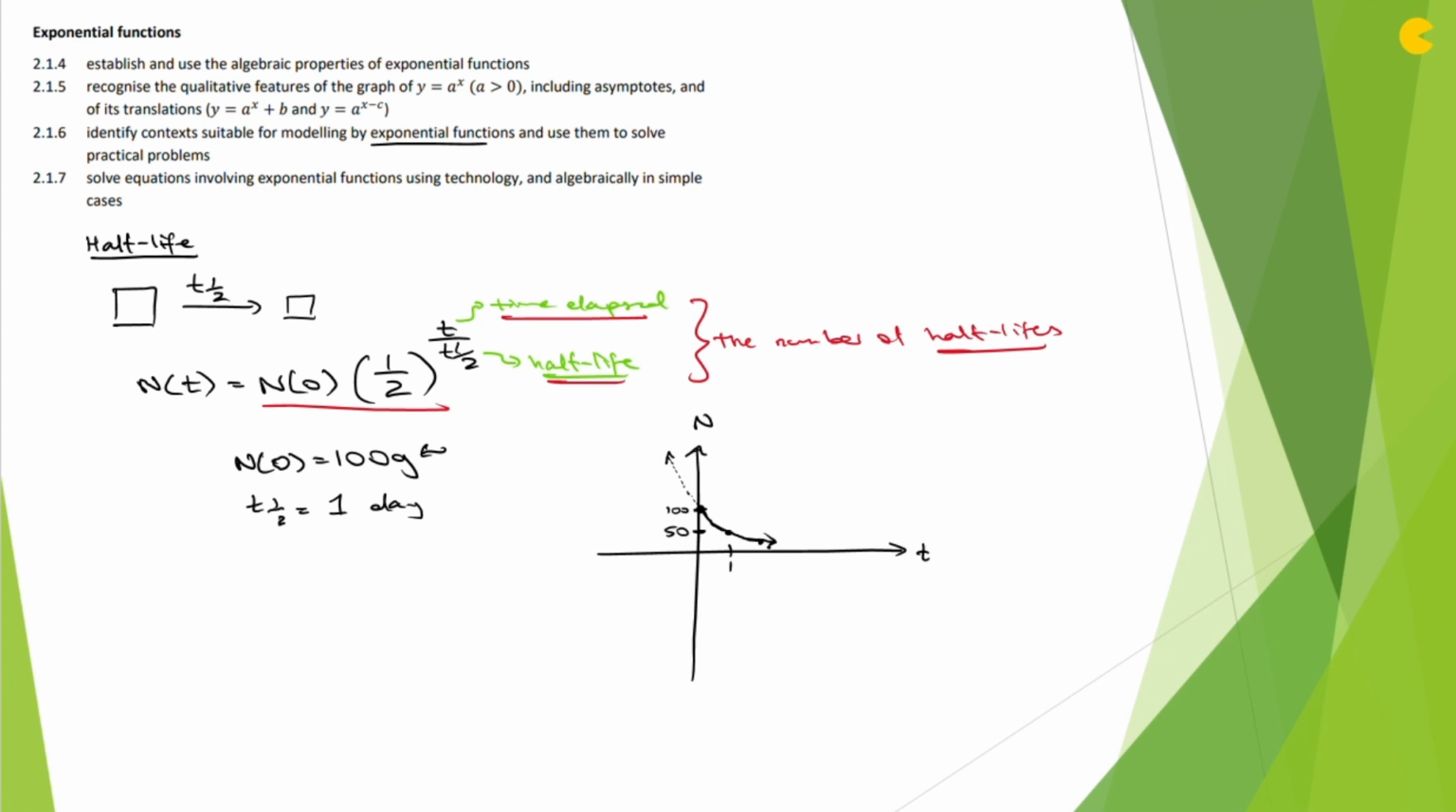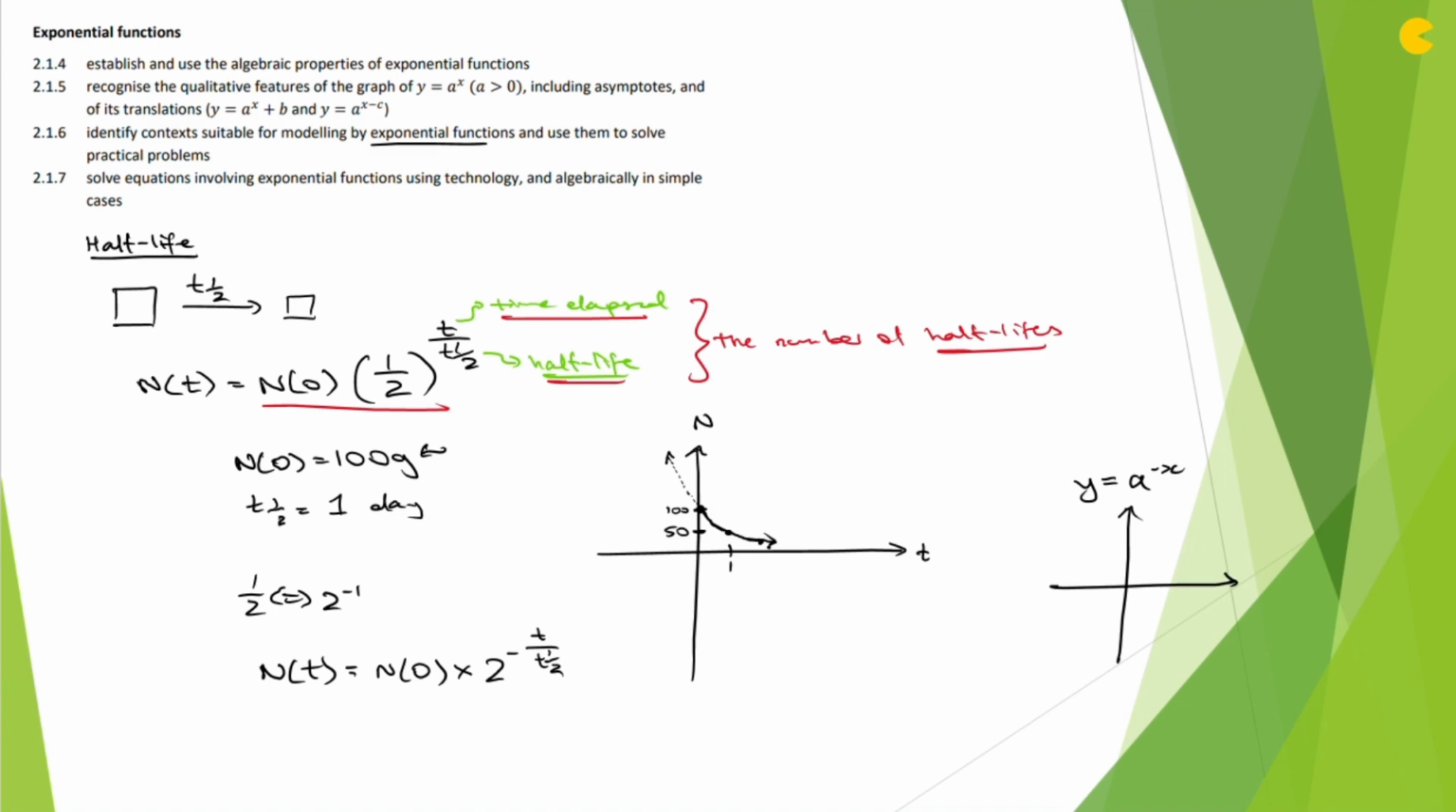And if we look at 1/2, note also that we can write 1/2 as 2 to the negative 1. And so if we're looking at a graph like this, we could also equally write Nt is equal to N0 times 2 to the negative t over t1/2. And more generally, if we have graphs of y equals a to the negative x, this is something I should have mentioned earlier, sorry.